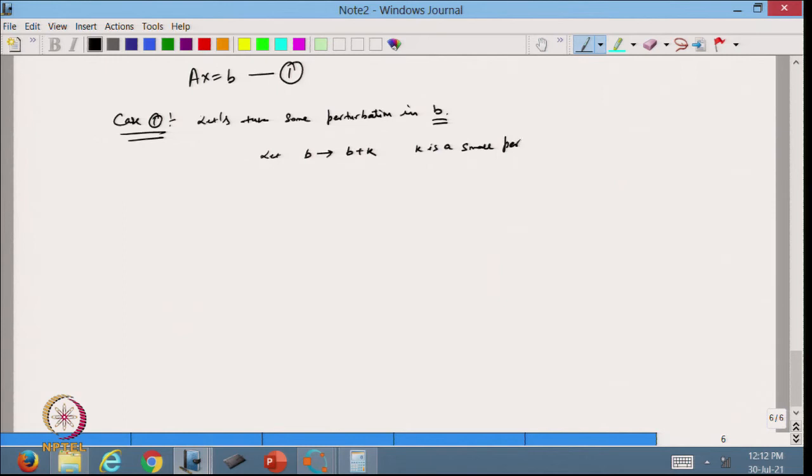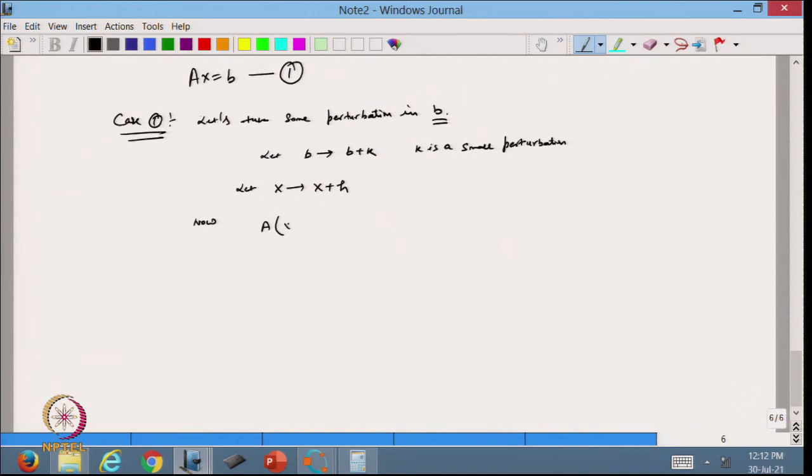Small perturbation. Perturbation means a small value, and let x change to x plus some h. Let us see how big the h will be. So, this one I want to see.